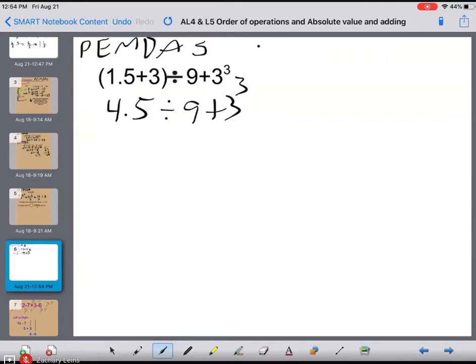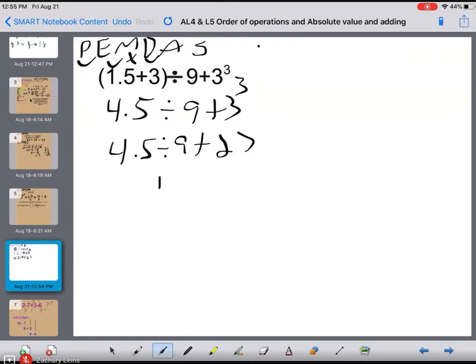All right, so we're good on parentheses. Let's go to exponents. 3 cubed is 3 times 3 times 3. So therefore, I'm just going to write this out, leave this the same, and then 3 times 3 is 9 times 3 is 27. All right, so we got exponents. So now multiplication and division from left to right. All right, so 4.5, so we don't have any multiplication, but we have division. 4.5 divided by 9, that's just going to be 1/2.